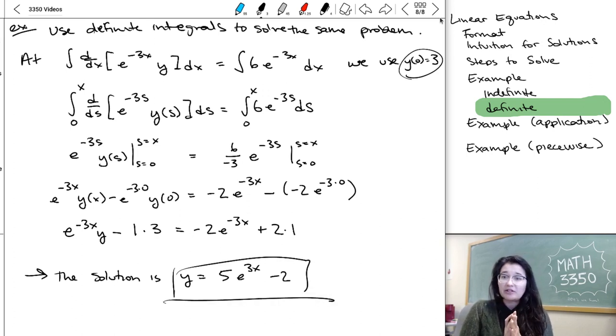And that's the solution. And it matches the one we had before. So again, you can use either approach, whichever one is better for you is okay. They will end up in the same place.